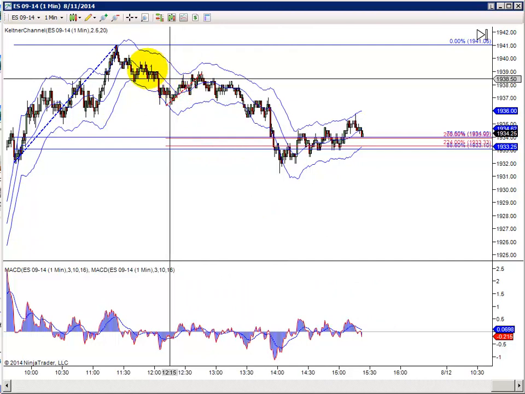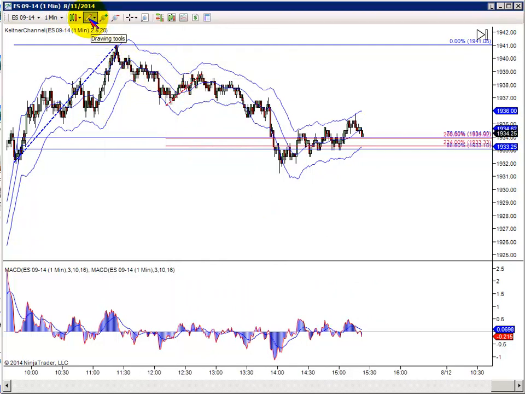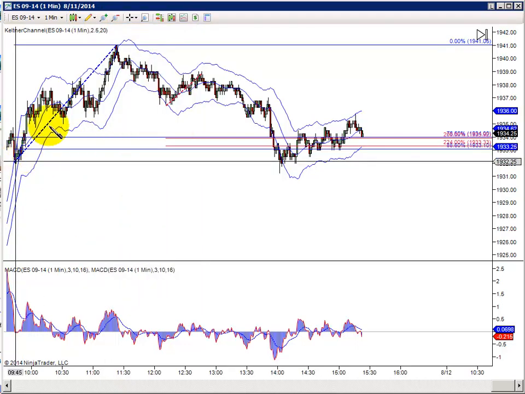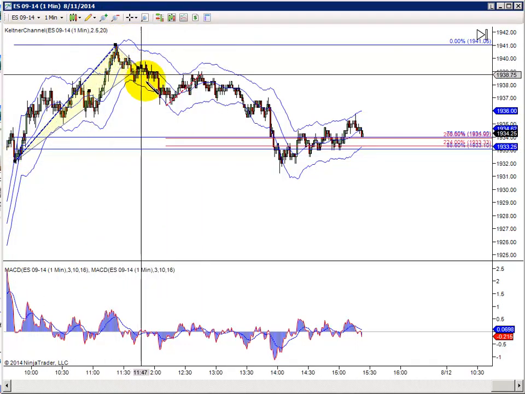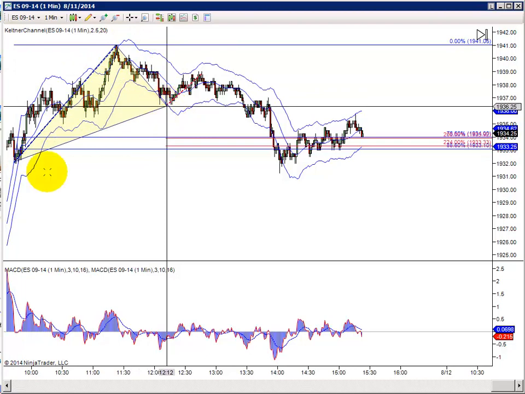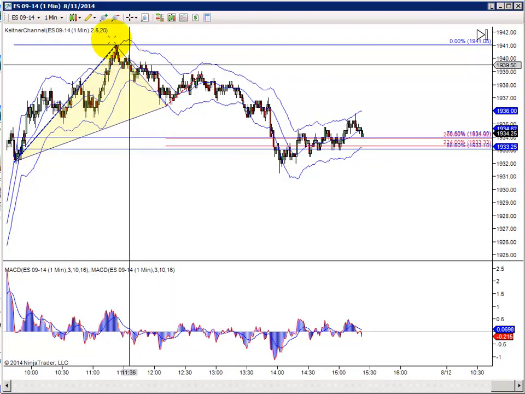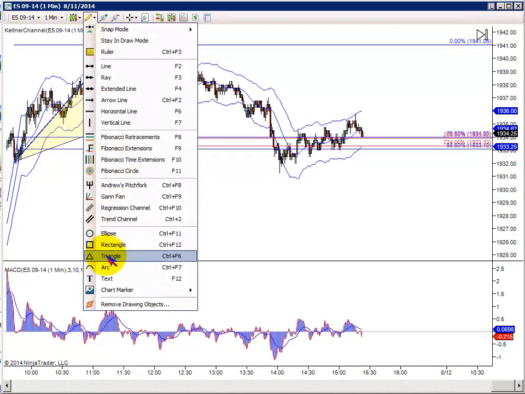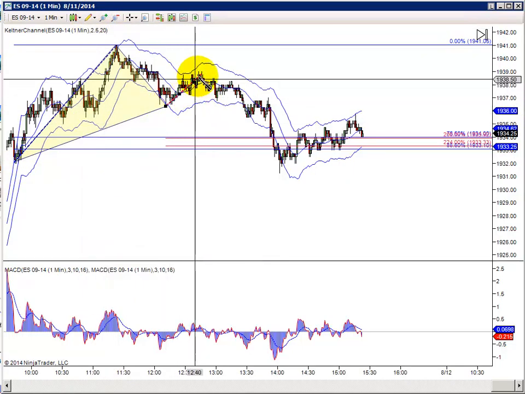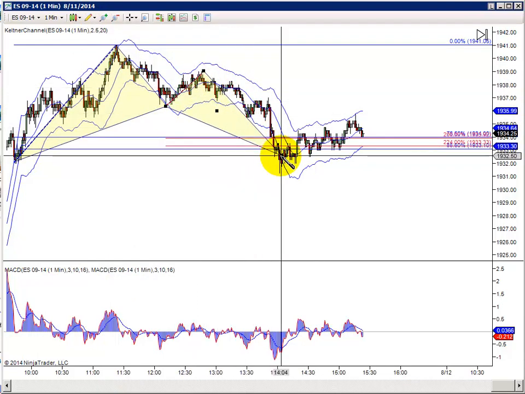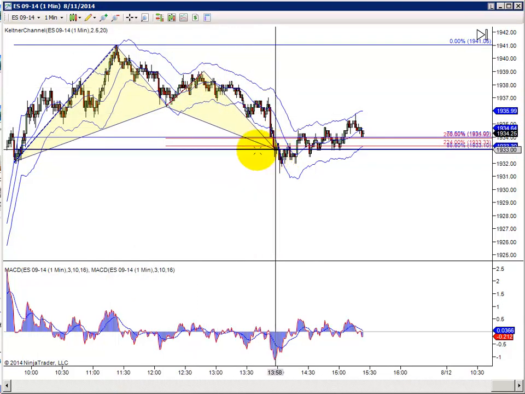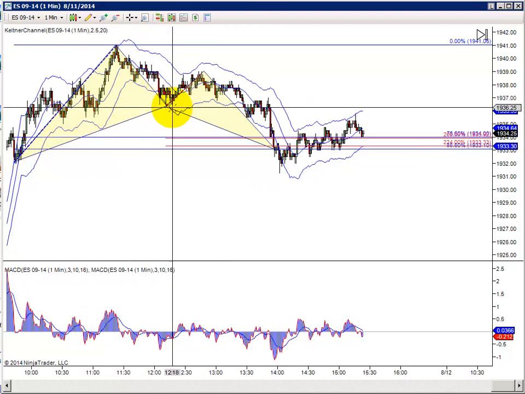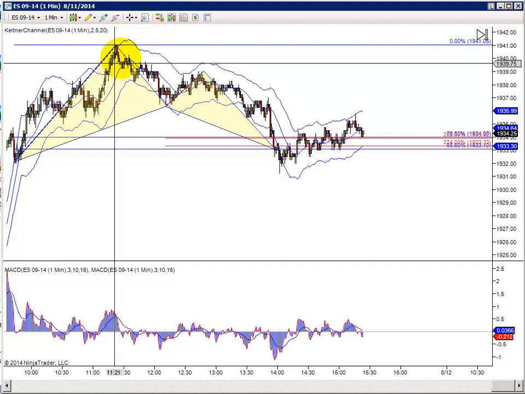And now we're looking at drawing in our harmonics, the harmonic pattern, to bring some clarity to the structure to see what it looks like. So you have your X, A, B. And then we have, from that point, your B, C, D. Now this comes into the 786 to 886 based on this pattern. This is called a bat pattern. Okay, you have your X, A, B, C, D.